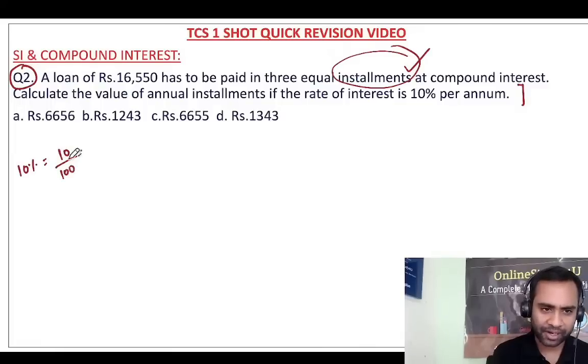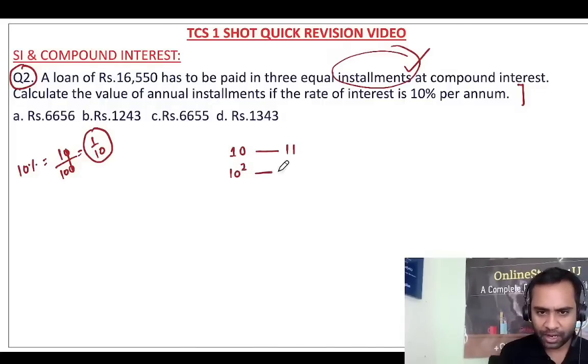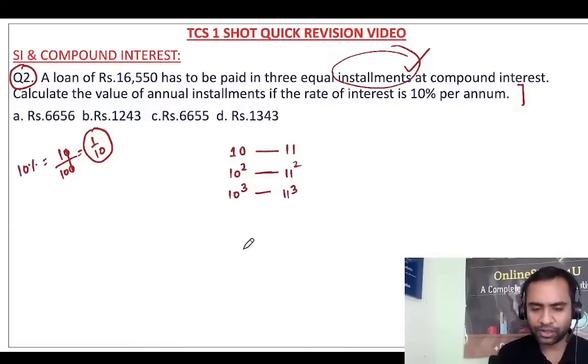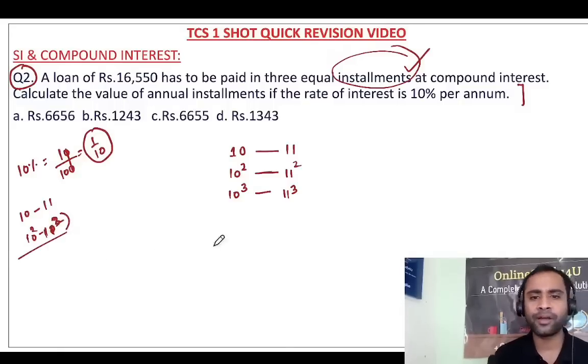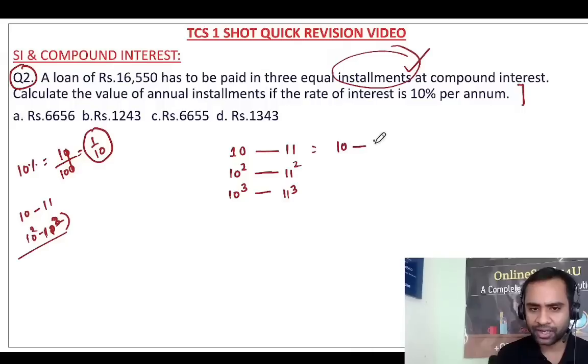It will be 10 by 100, which is nothing but 1 by 10. That means if you take 10 rupees as principal, you have to return 11 rupees. If it is asking for 3 years, then 10 cube and 11 cube. If they ask for 2 years, then you go only with the power of 2. Write the same thing, 10 to 11: this will be 100 to 121 and this will be 1000 to 1331.